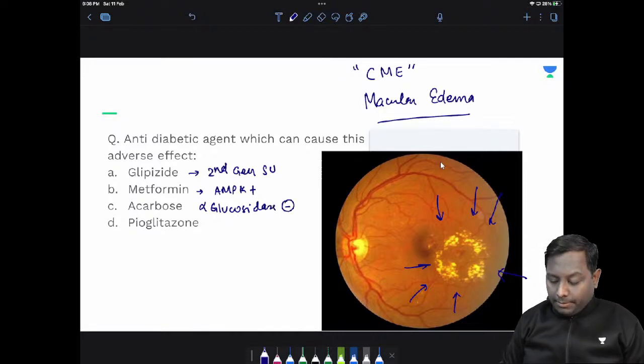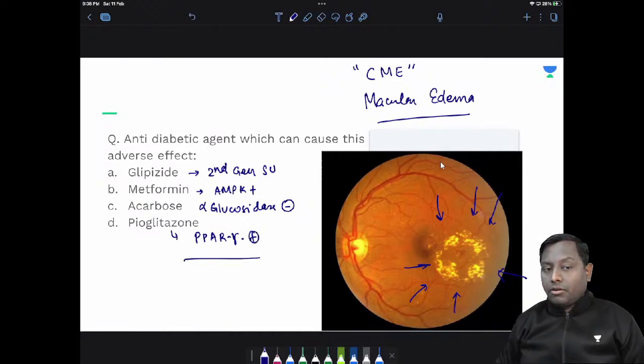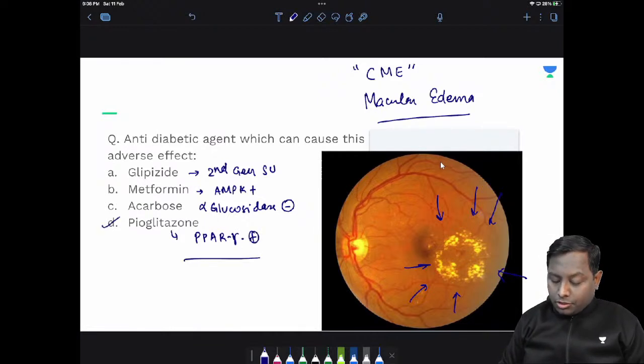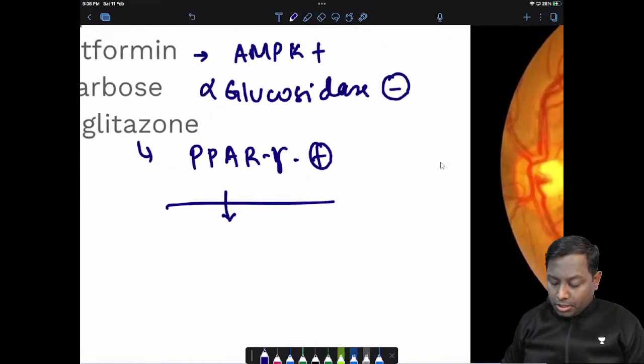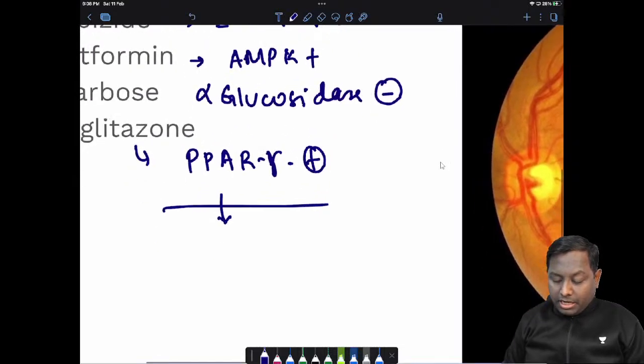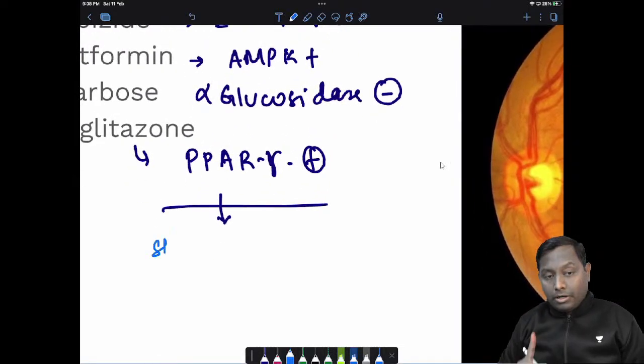Pioglitazone is a PPAR gamma agonist. Now there are two things that you are revising here. One thing that you revised is which drug can cause cystoid macular edema. So cystoid macular edema can be associated with PPAR gamma agonists. Do remember PPAR gamma agonists have some important side effects that you should know at all times.